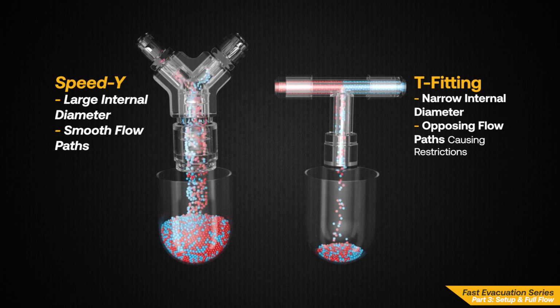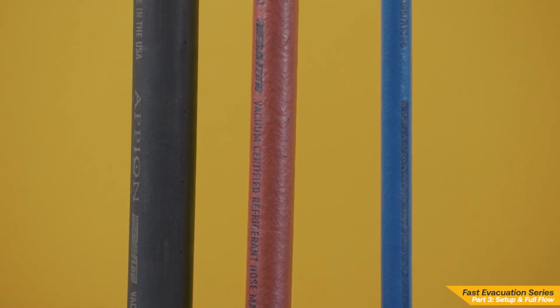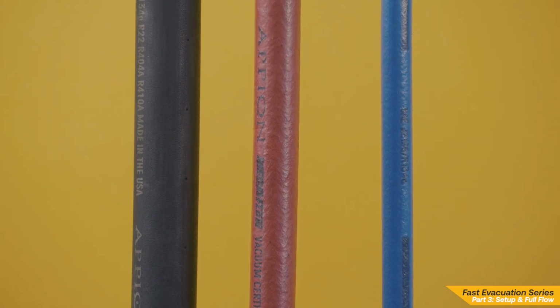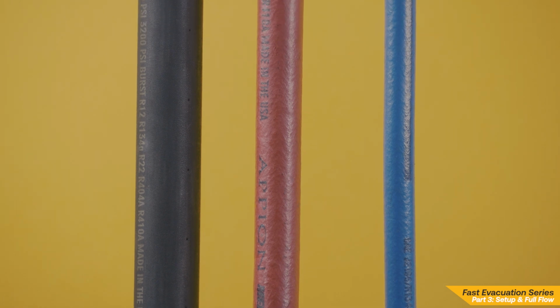Along with merging flow paths, a Y-fitting maximizes the number of large diameter vacuum hoses able to connect to your vacuum pump. When it comes to hose size, large diameter hoses are crucial to achieving full flow. Let's dive in to see what's happening to the air molecules in different diameter hoses.